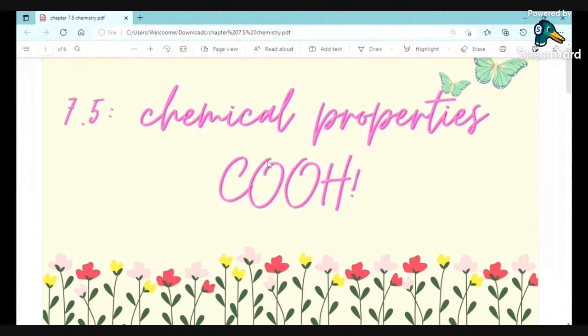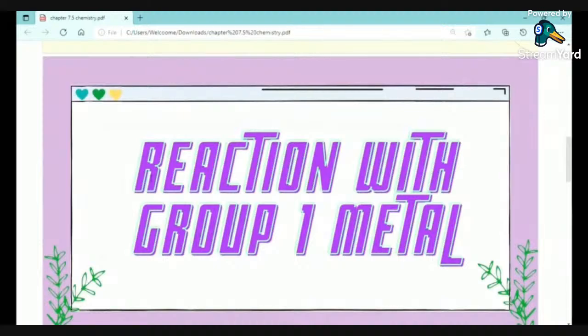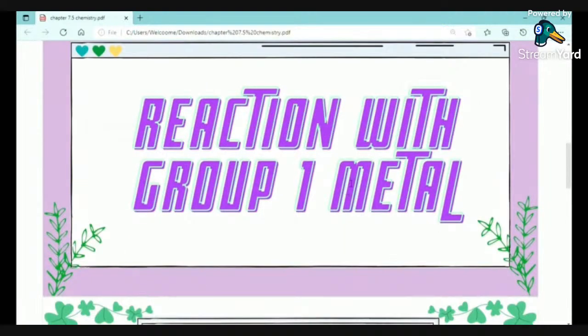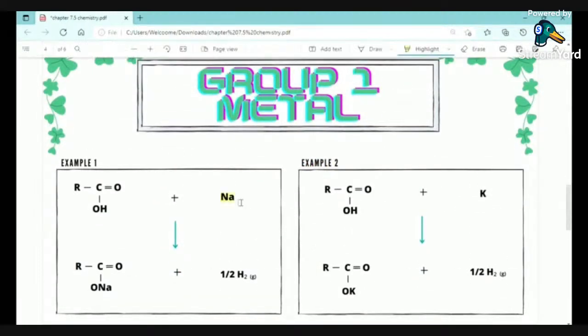Of carboxylic acid. So in this video, we are going to cover 4 different chemical reactions of carboxylic acid. The first one is reaction with group 1 metal. The second one is reaction with group 2 metal. The third one is esterification. And the last but not least is neutralization with base. So let's jump straight into the reaction of carboxylic acid with group 1 metal. The group 1 metals that I have over here are sodium and also potassium.